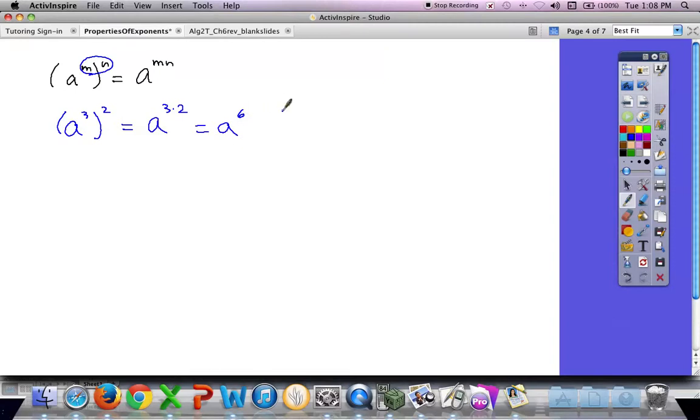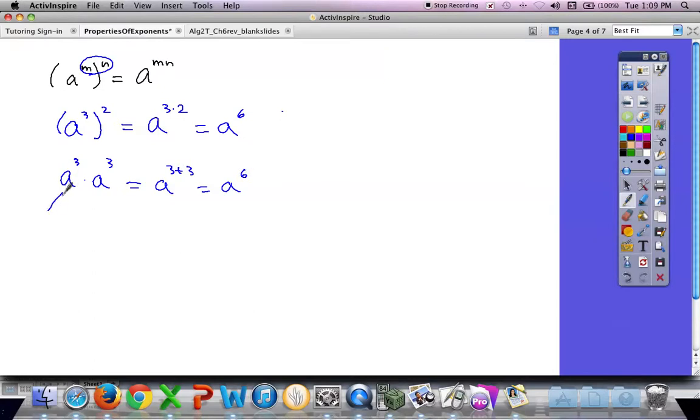All right, think of it this way. A to the third squared means a to the third times itself. A to the third times a to the third. Okay, now we can use the previous property, which says that when I multiply the same base, I add the exponents. A to the 3 plus 3 equals a to the 6.